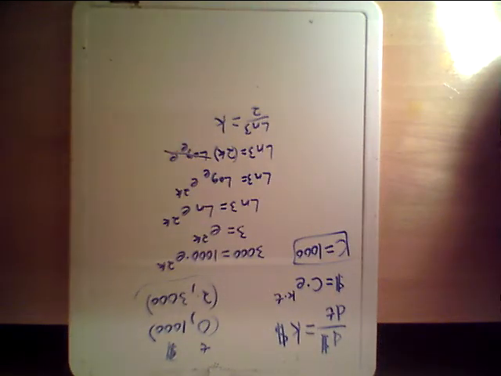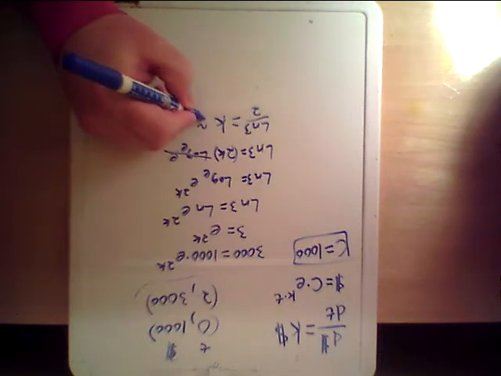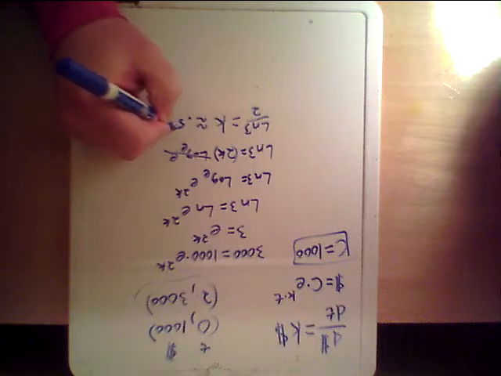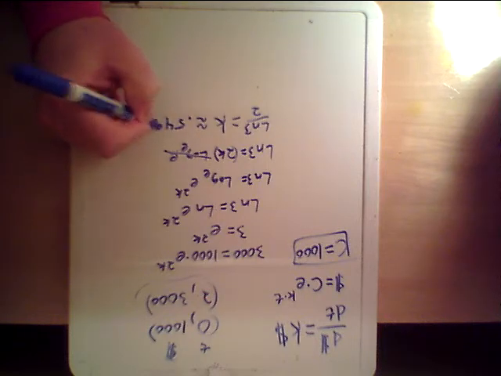And what's the natural log of 3 over 2? Let's punch that into our trusty calculator. The natural log of 3 over 2 ends up being about 0.549. So K roughly equals 0.549.